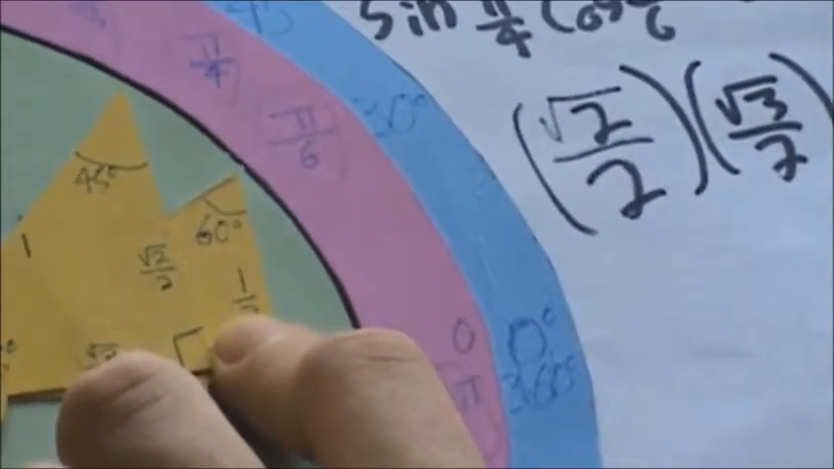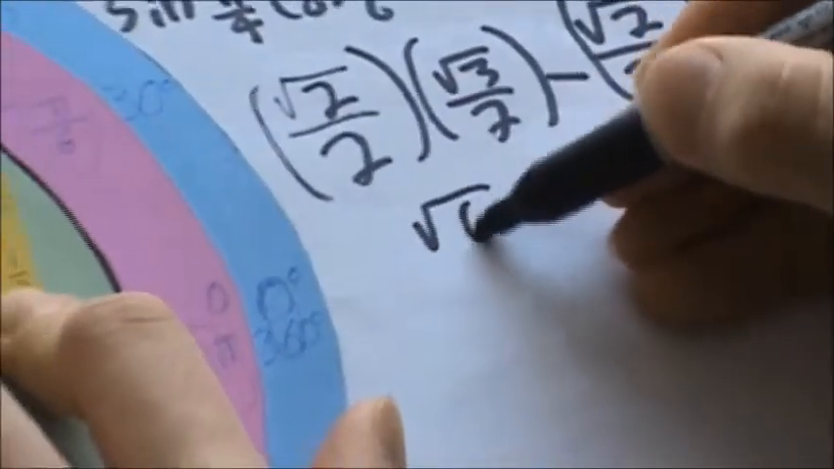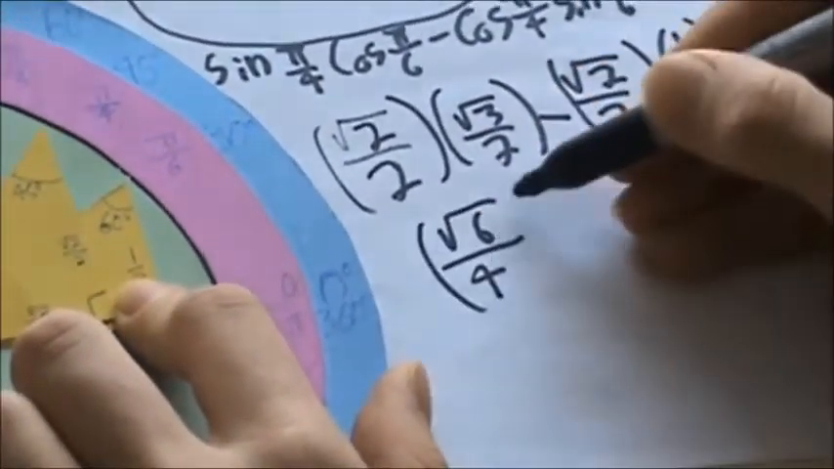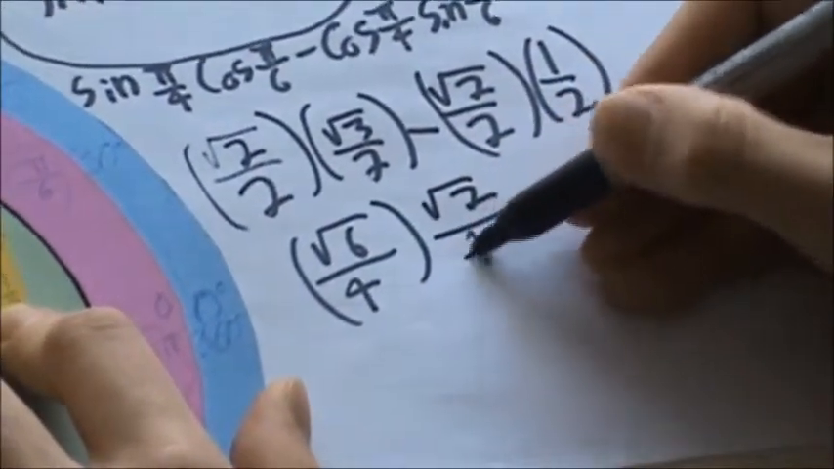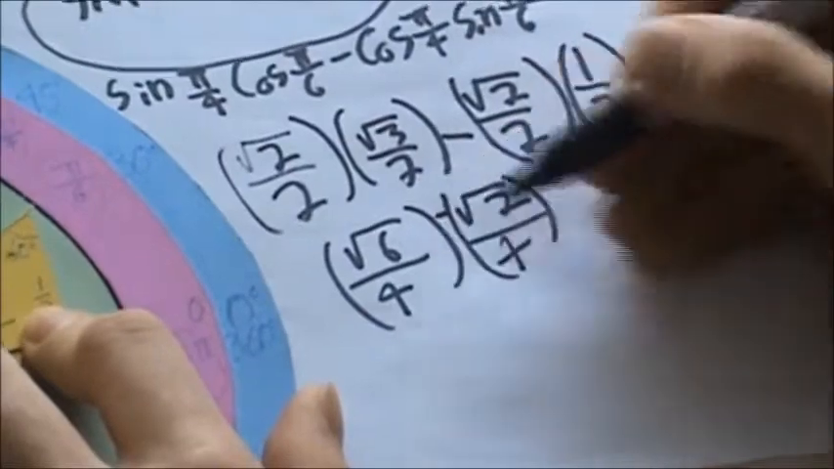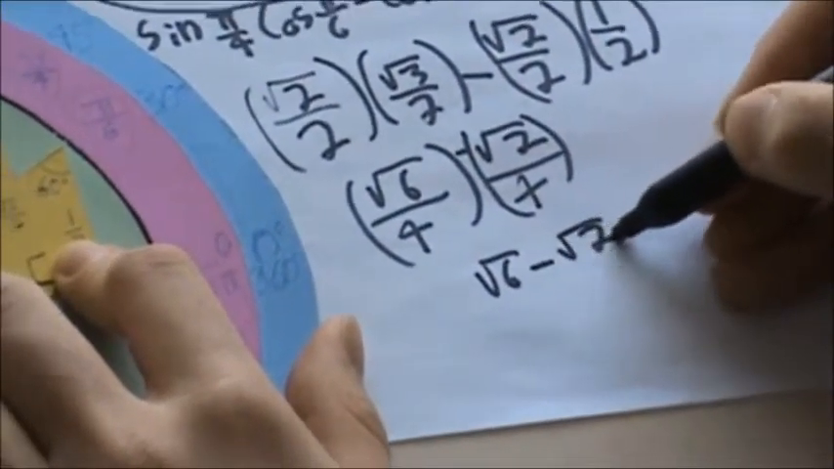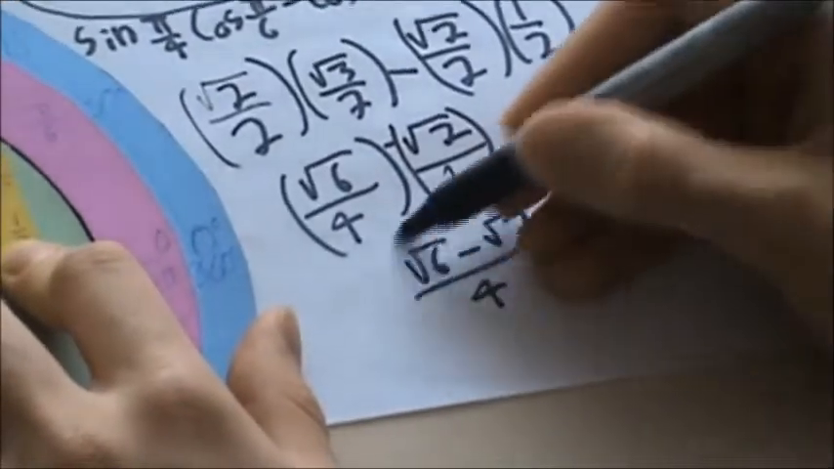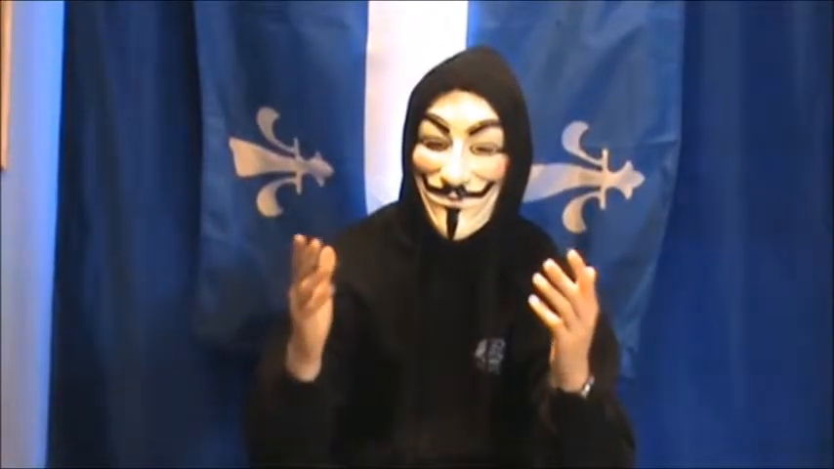times 1/2. And I can simplify this further. I can multiply those two together. I get root 6 over 4 minus root 2 over 4. I can simplify this even further to root 6 minus root 2 all over 4. Done. Why do you have a unit circle?